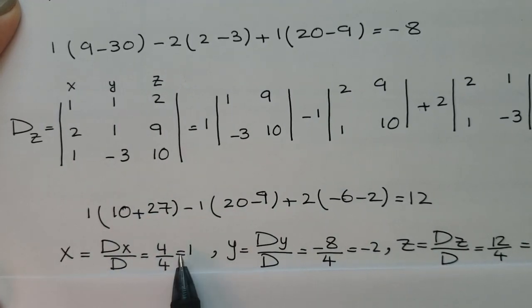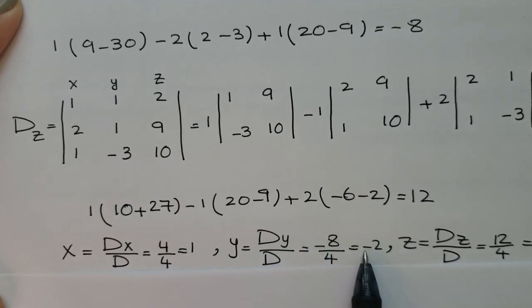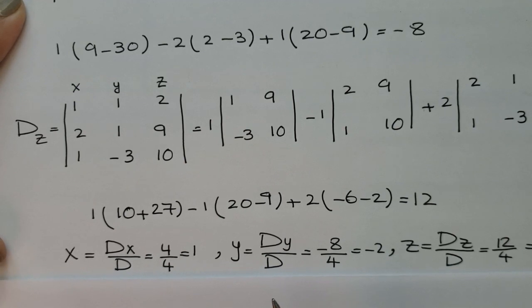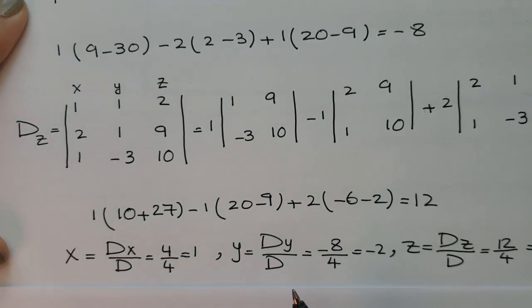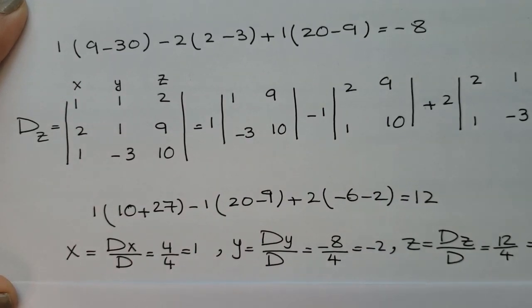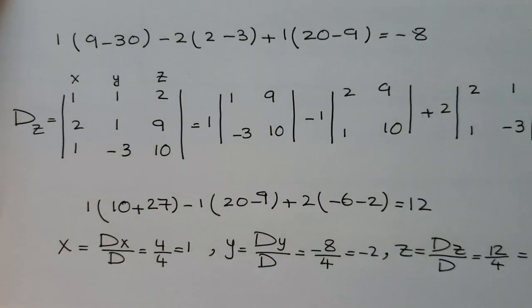So the x would be 1, the y would be negative 2, and the z would be plus 3. So don't forget to always check your answer. So you have the values, go back, substitute the value, and make sure your answers are correct.